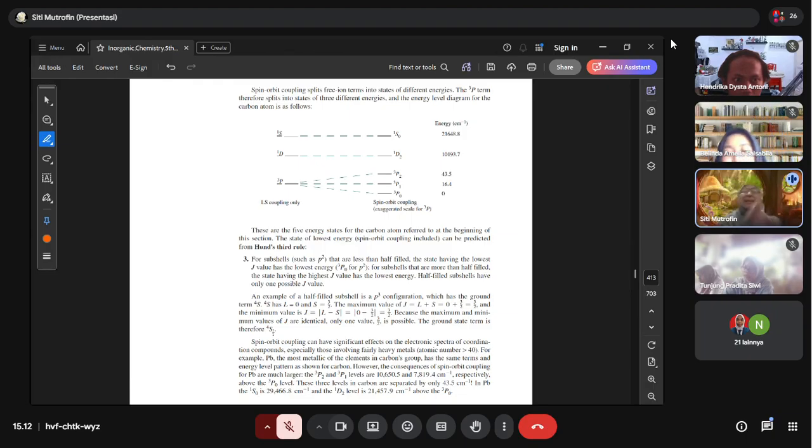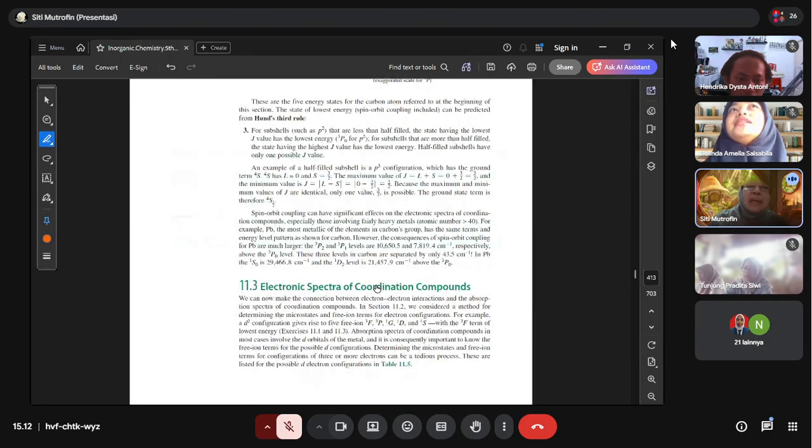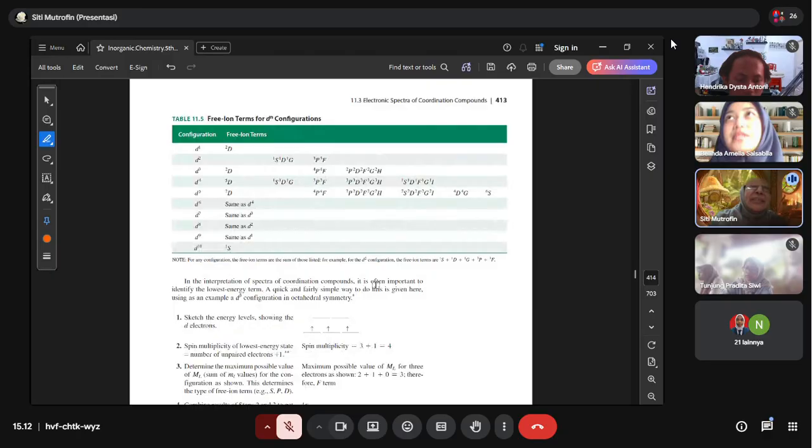Alhamdulillah. Okay. Any question? Any question? So I think for the next session, we are going into a more specific discussion related to the free ion terms or term symbols of the coordination compound.